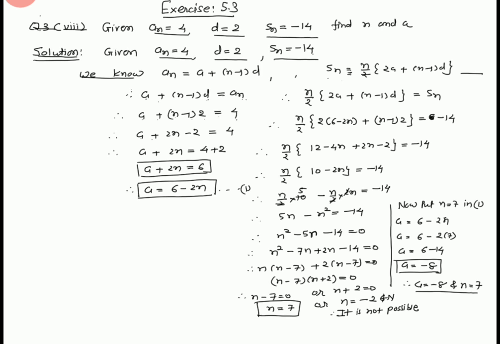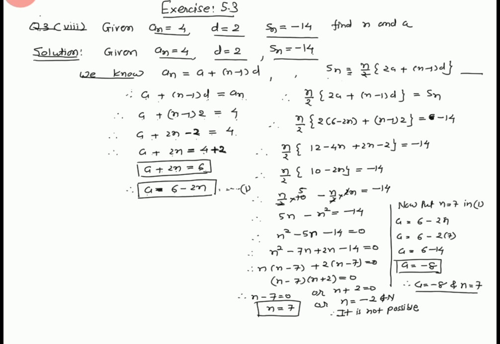Therefore a plus 2 into n minus 1, a plus 2n minus 2 equal to 4. Therefore a plus 2n equal to 4 plus 2. Minus 2 on the left-hand side changes to the right-hand side, and the sign will be changed to positive. 4 plus 2 is 6. Therefore a plus 2n equal to 6. We find the value of a equal to 6 minus 2n. Name this equation number 1.